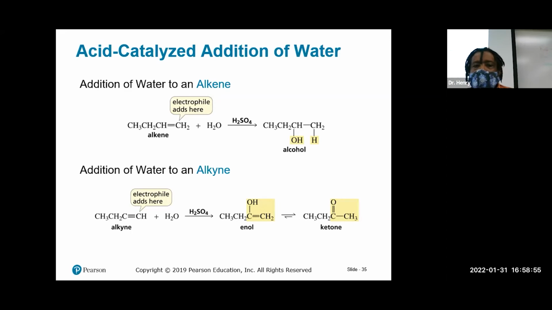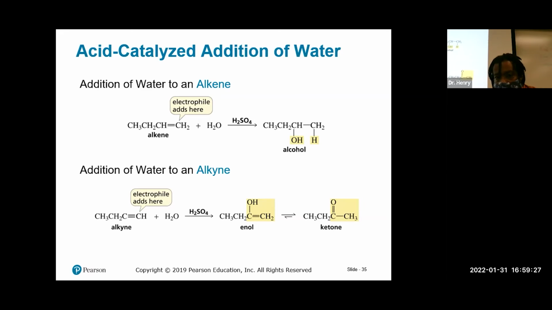Okay, so in this case, we're not going to end up with the alcohol. We're going to end up with a ketone. And the reason why, well, technically, we're going to end up with an enol, but that enol is not going to be stable, and we're going to end up with a ketone. So at the end of the day, we're going to end up with primarily a ketone. This guy's going to act as an intermediate. Enol, you guys want to know what an enol is, right?